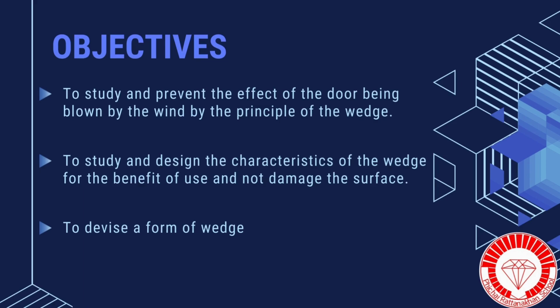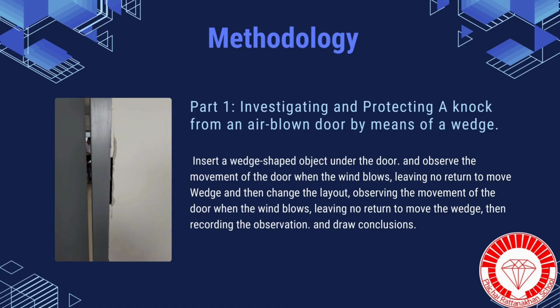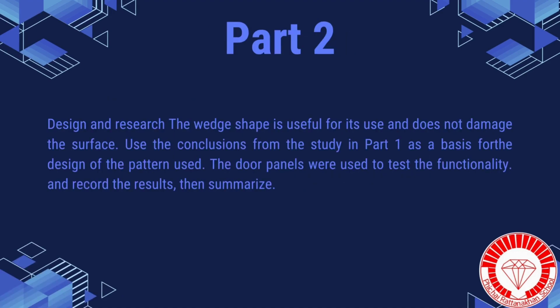Let's move on to the next point, methodology, part 1. Investigating and protecting against a knock from an airborne door by means of a wedge. Insert a wedge-shaped object under the door and observe the movement of the door when the wind blows, leaving no return to move the wedge, and then change the layout, observing the movement of the door when the wind blows, leaving no return to move the wedge, then recording the observation and drawing a conclusion.